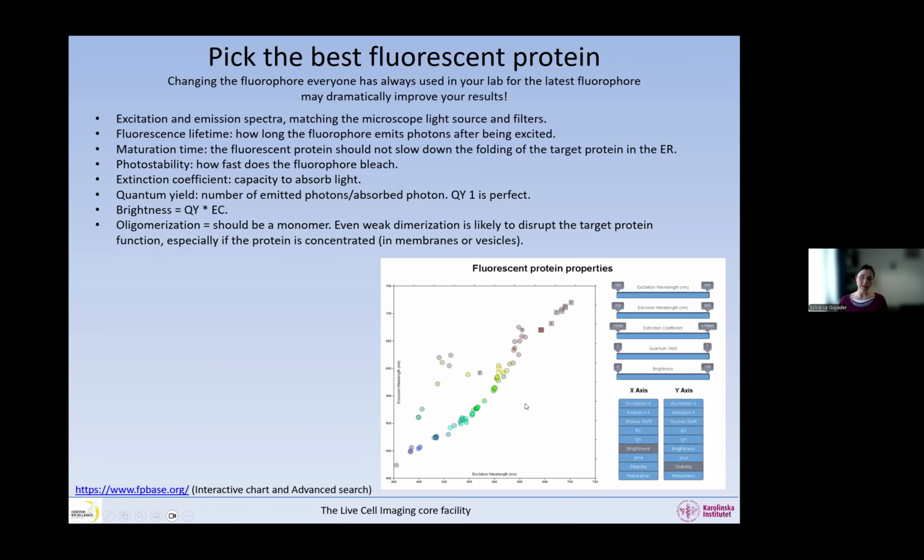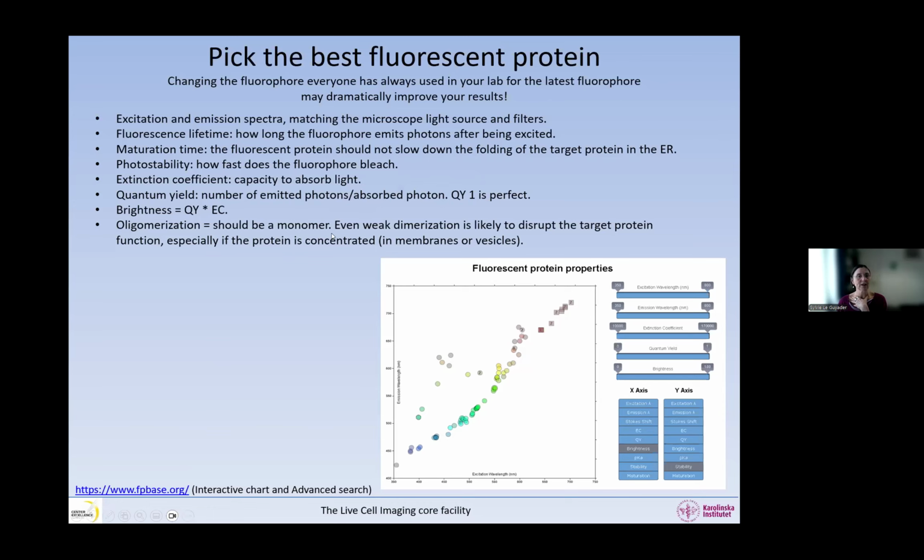The oligomerization is also very important. Under this table in the website, we have something where you can select to only use monomers. And that is very important because even weak oligomers are likely to disrupt the way the protein works. So you're binding a protein that normally does not dimerize to fluorophores that do dimerize. Clearly, the fluorophores will bind to each other, and then the two proteins will be close to each other. That will affect the protein function. So you want to use only monomers.